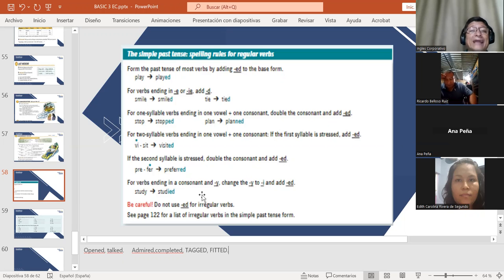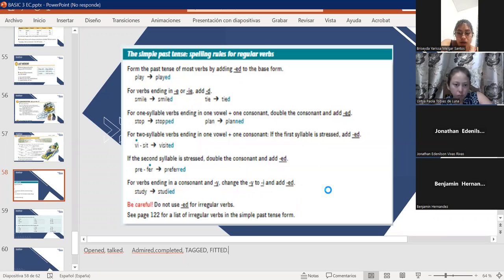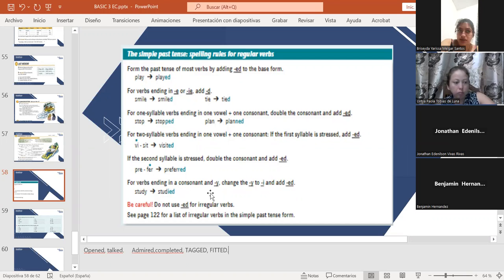For verbs ending in a consonant and Y, change Y to I and add ED. Example, study. ¿Qué me quiere decir eso, profe? Que si el verbo finaliza en consonante, ¿más qué? ¿Vocal consonante? No. Consonante más Y griega. What happened to the Y? ¿Qué le pasa a la Y?